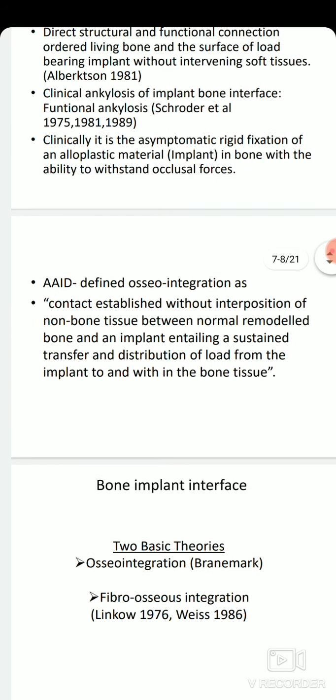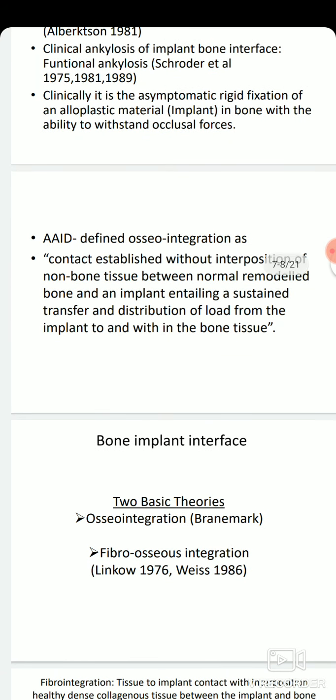The American Academy of Implant Dentistry defined osseointegration as contact established without interposition of non-bone tissue between normal remodeled bone and an implant, entailing a sustained transfer and distribution of load from the implant to and within the bone tissue.